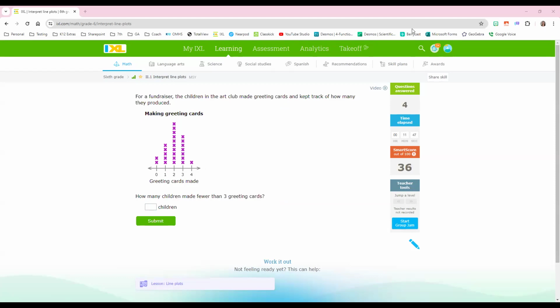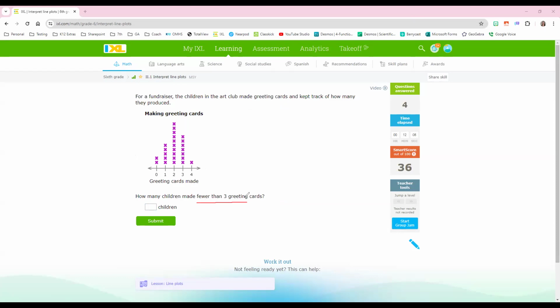All right, our final question here together. For a fundraiser, the children in an art club made greeting cards and kept track of how many they produced. How many children made fewer than 3 greeting cards? All right, this is our first one that's fewer. All of our other ones have been greater than. So it's fewer than 3.